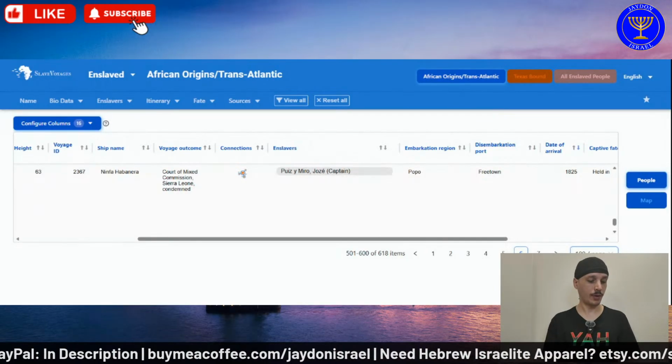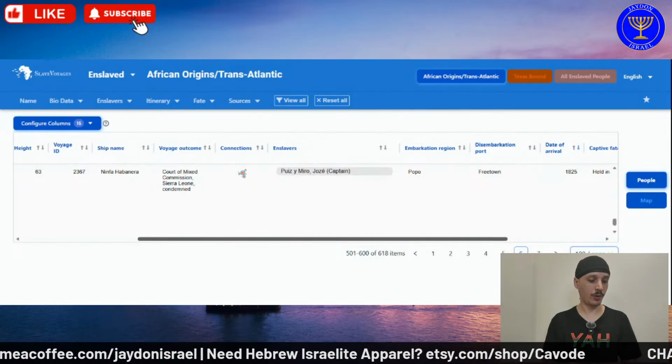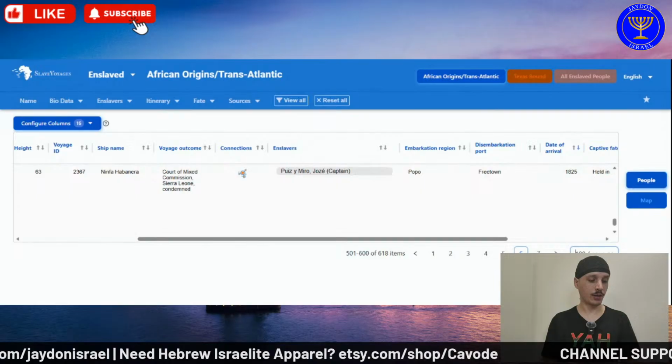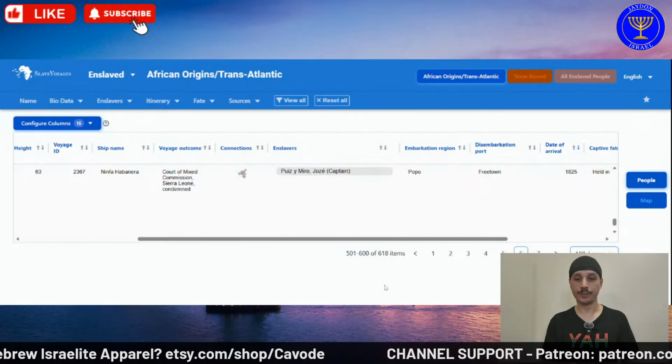Southwestern Benin. Possibly Grand Popo, a coastal city and commune in southwestern Benin, West Africa.